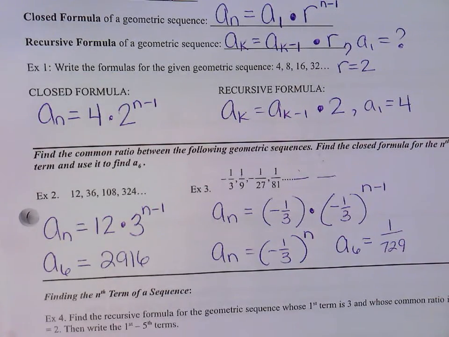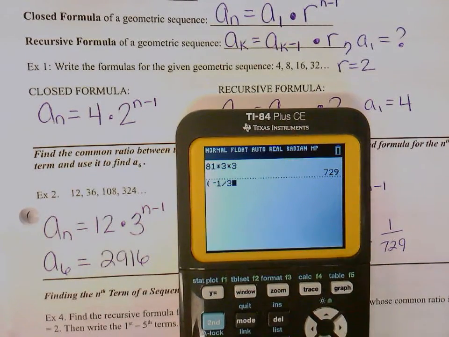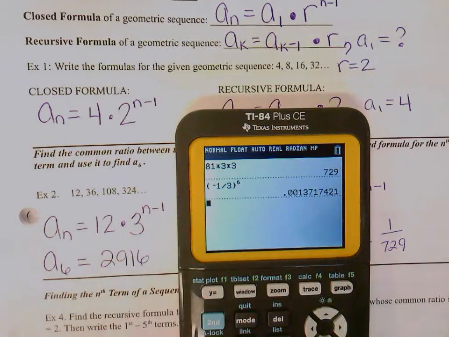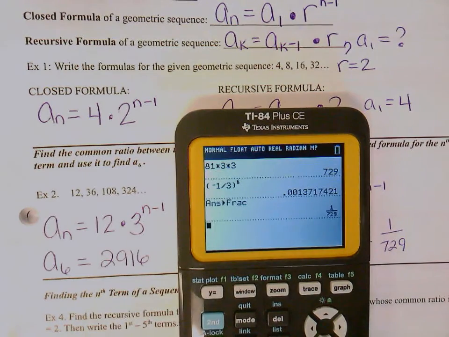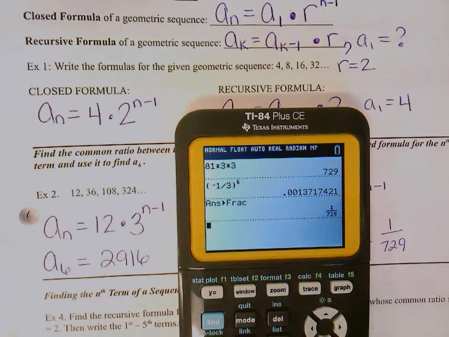If you try to just type it in and you do parentheses negative 1/3 raised to the 6th power, it's going to give you that decimal. If you want to put it back into a fraction, hit math and then hit enter for fraction, and it'll put it back into 1/729. But you have to put the negative 1/3 in parentheses so that you get that positive coming out.